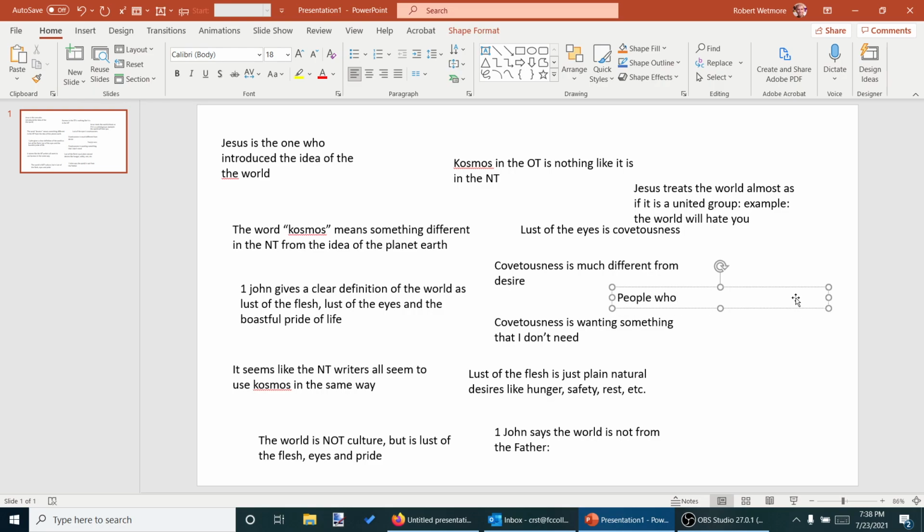People who act as if the world is certain kinds of behaviors will be fooled, because it is lust, covetousness, and pride.